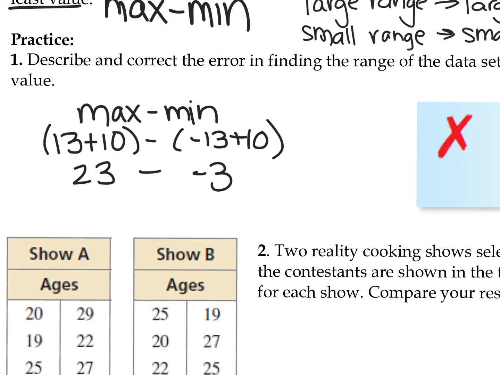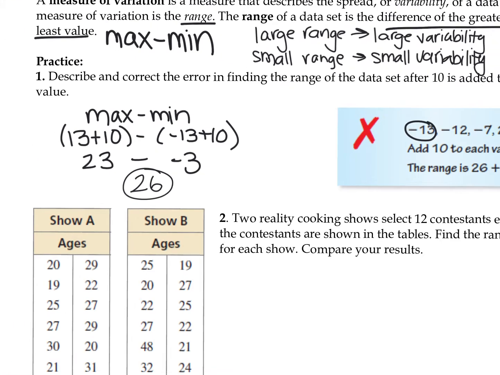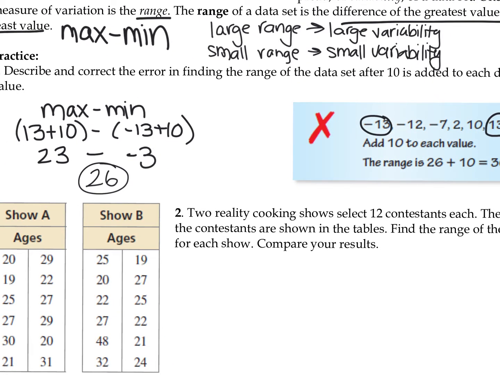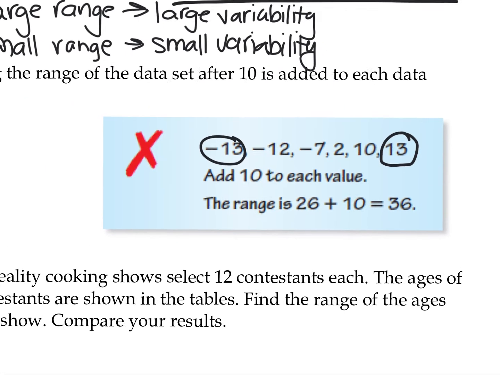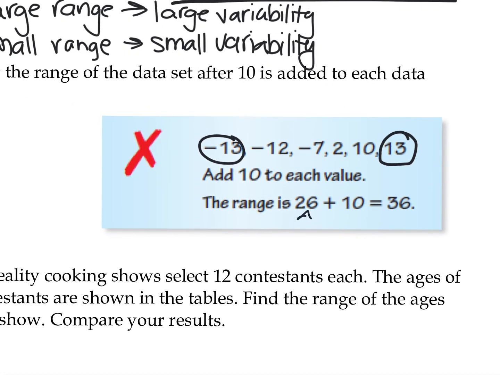So we have 23 minus negative 3, which is 26. So the mistake, so we got 26, and looking at their work, what they did was they found the original range. How they got this was they did 13 minus negative 13, which is 26.